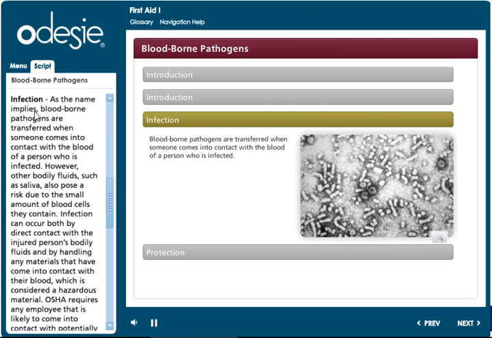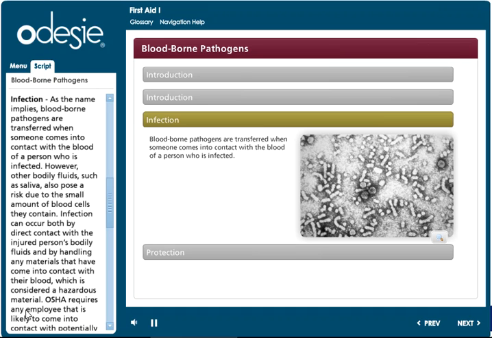As the name implies, blood-borne pathogens are transferred when someone comes into contact with the blood of a person who is infected. However, other bodily fluids, such as saliva, also pose a risk due to the small amount of blood cells they contain. Infection can occur both by direct contact with the injured person's bodily fluids and by handling any materials that have come into contact with their blood, which is considered a hazardous material.